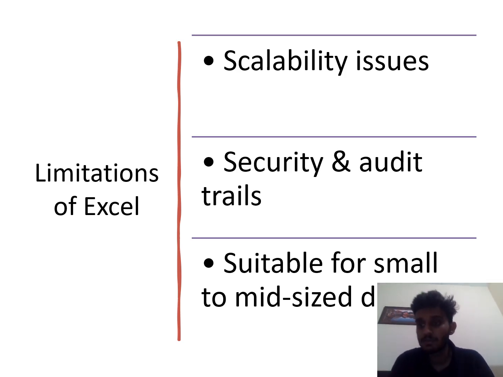Although Excel is powerful, it also has limitations. It may slow down or crash with very large data sets. Manual entry increases the risk of human error. Excel lacks real-time collaboration and version control like cloud-based tools. It does not handle live data or automation very well. Also, Excel is not secure for sensitive or multi-user databases.